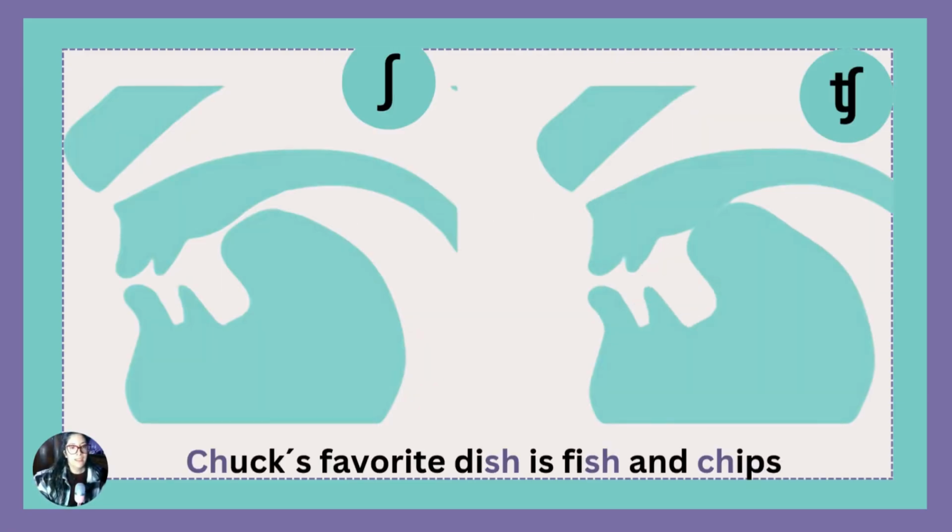So right here you can see the main differences between these two sounds. When we produce the sh sound, the tongue doesn't really touch the top of the mouth, or the hard palate. And when we produce the ch sound, the tongue touches the top of the mouth.